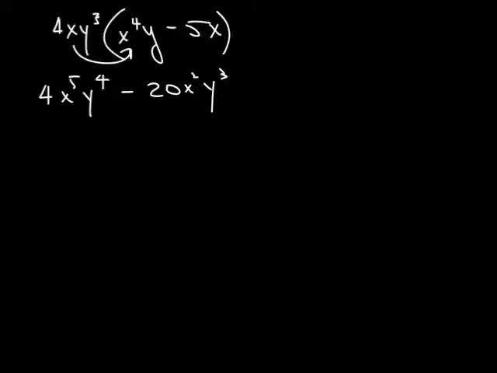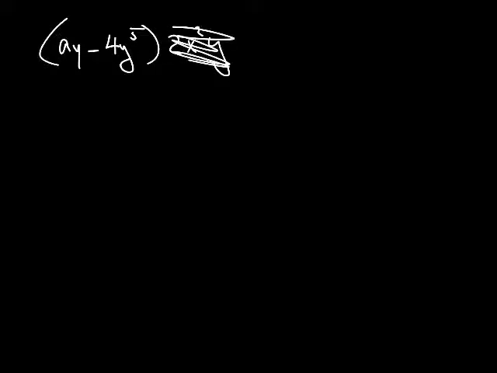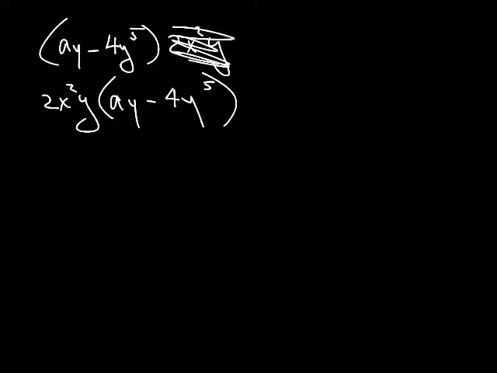Let's look at example 27.3. We have ay minus 4y to the fifth, and then we have 2x squared y. Okay, so notice that looks different. It looks backwards. Well, doggone it, let's not do it that way. Let's put the 2x squared y in the front. We can do that with multiplication. We just switch them around so that it looks better. And then I can multiply.